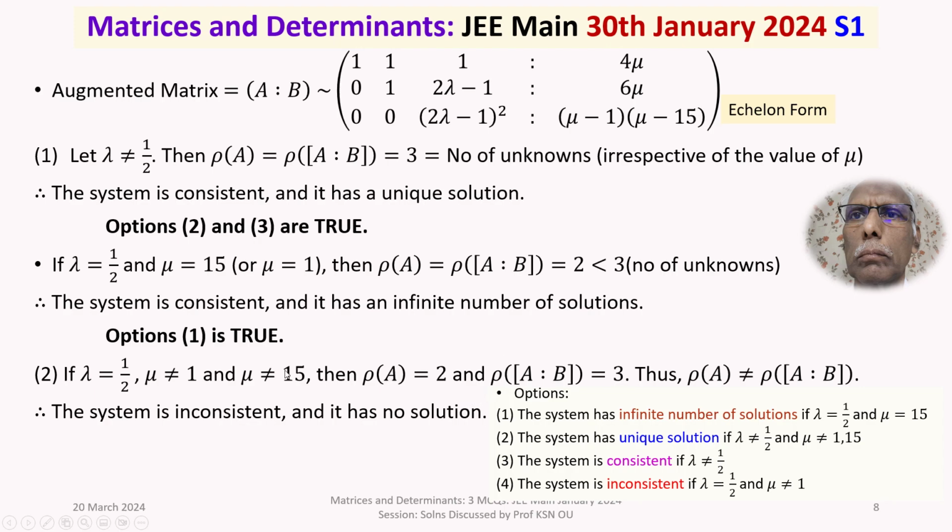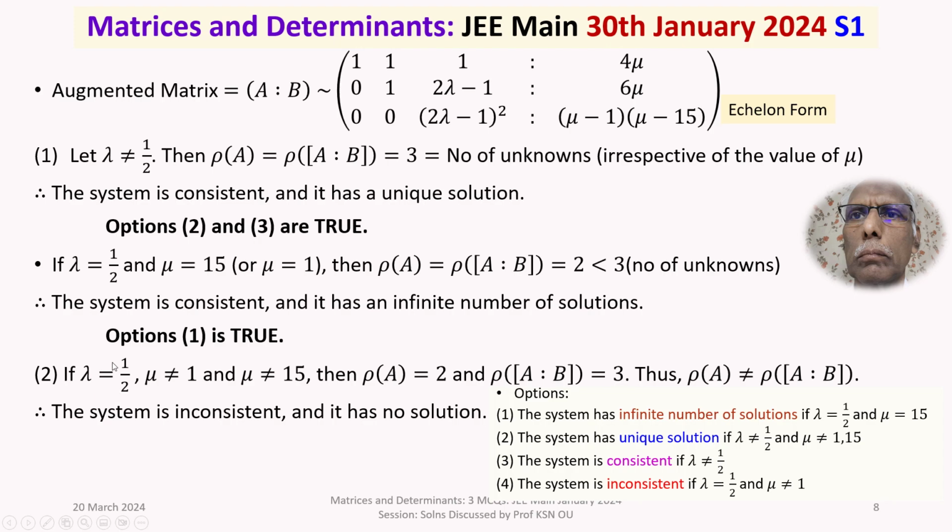So what does your option 4 say? Option 4 says the system is inconsistent if lambda is equal to 1 by 2 and mu is not equal to 1. If just mu is not equal to 1, it cannot be inconsistent. Suppose mu is not equal to 1 and mu is equal to 15. It falls in the above case, lambda is 1 by 2 and mu is 15, and it is consistent and admits an infinite number of solutions.